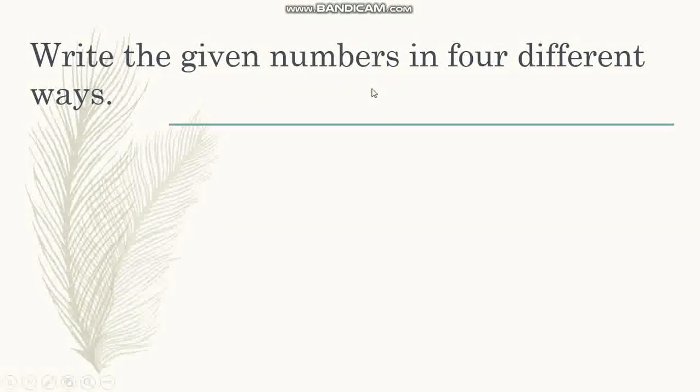Next is write the given numbers in 4 different ways. So here you can see the numbers are given. This number you have to denote in different ways, right? So how can you denote it? Let's see with the first example, 59. The first number is 59, so first I am expanding this number. So how can you expand? The way you are speaking, like 59.